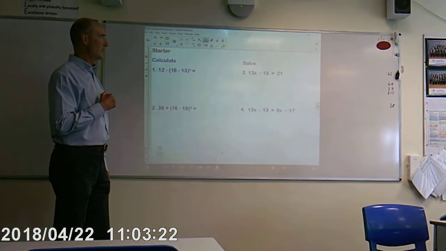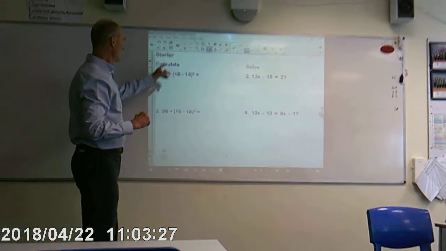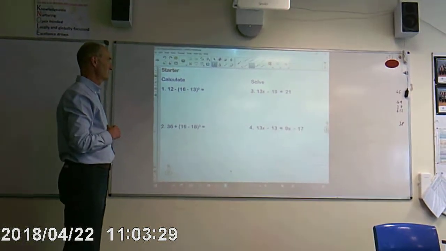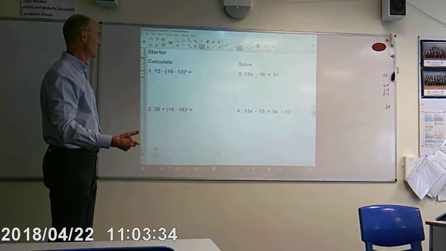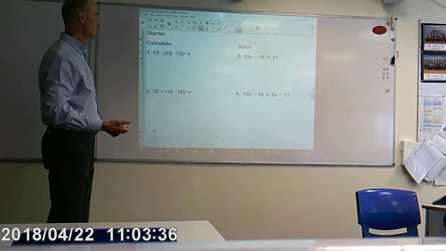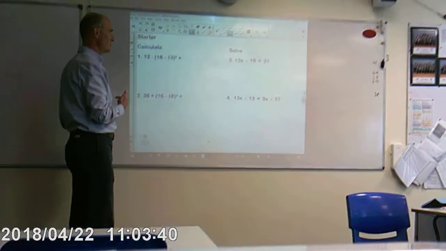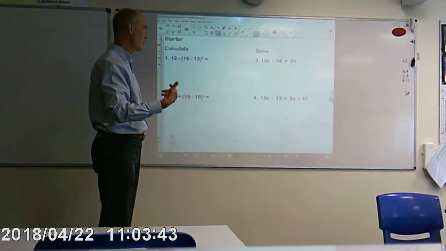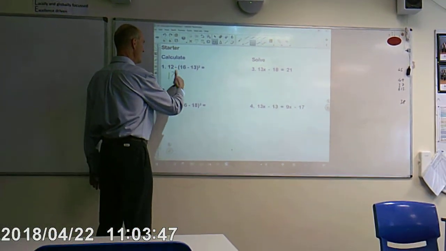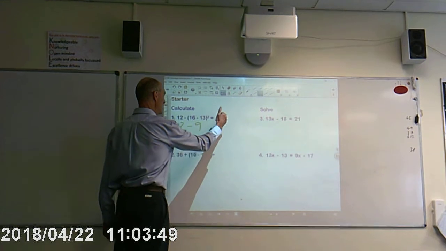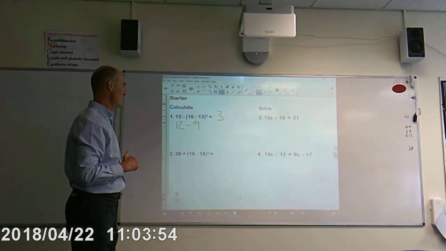So, year 10, solutions to these questions. We've got a couple of calculations here. It's to do with BIDMAS: brackets, indices, division, multiplication, addition, subtraction, just a little bit of practice. What comes first? Brackets comes first. 16 subtract 3 gives us 13. What's 3 squared? It's 9. So we've now got 12 subtract 9, so our solution is a positive 3. Okay, everyone happy with that?